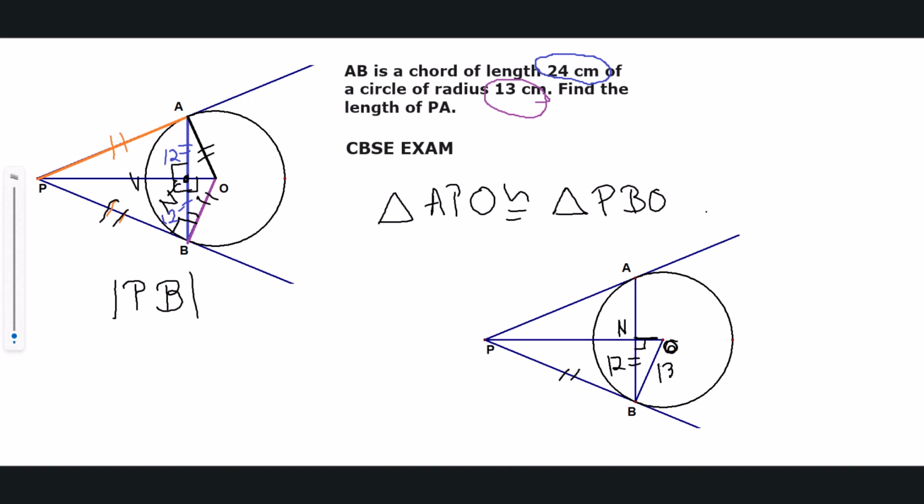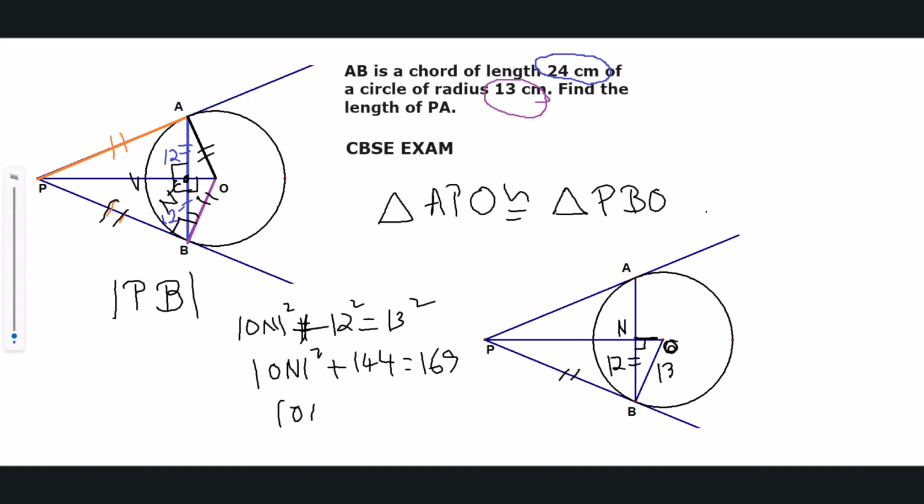Now notice this is NO, and this is a right triangle. So ON square plus 12 square is equal to 13 square. ON square plus 144 is 169, so ON square is 169 minus 144, which is 25. We take the positive square root, so ON is 5 centimeters.